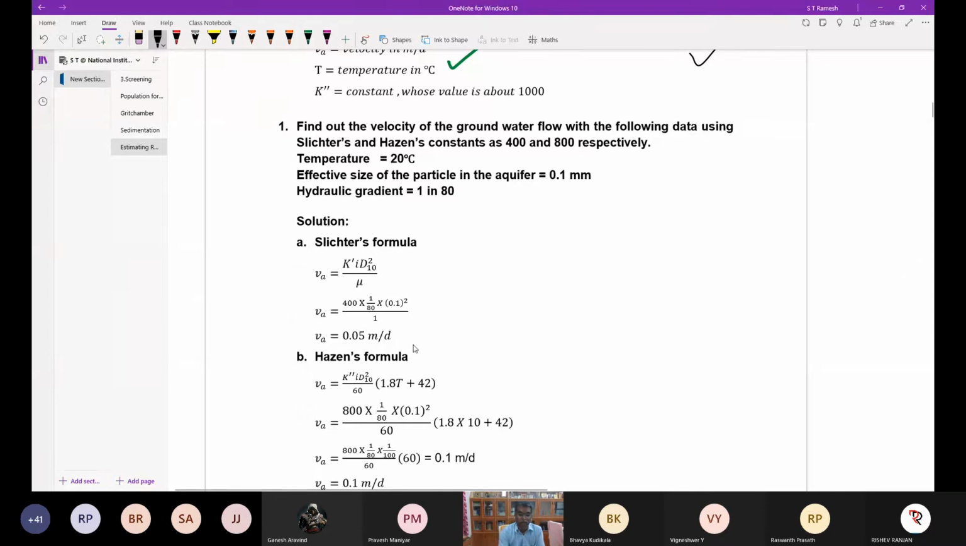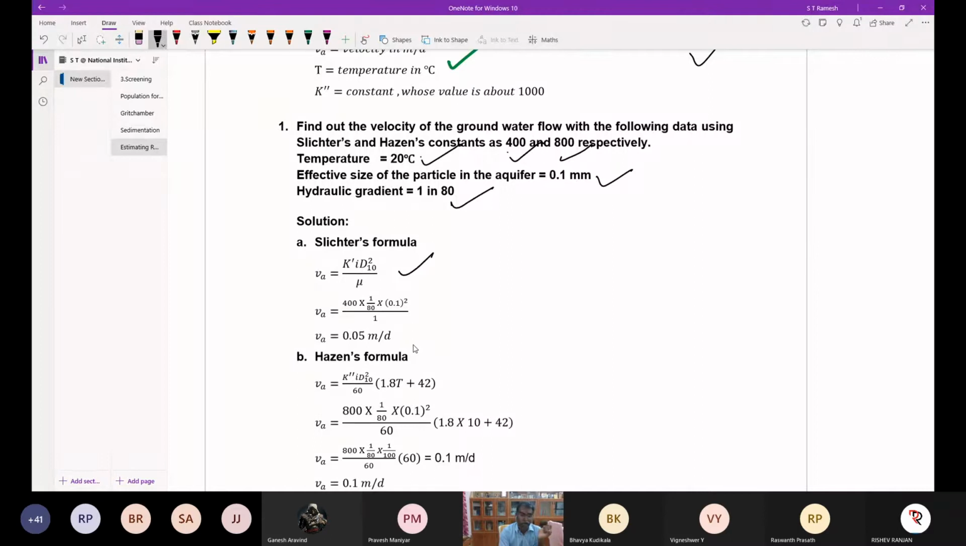Find out the velocity of the groundwater flow with the following data using Schlichter's and Hazen's formula, with constants 400 or 800. If anything is mentioned in the problem, use that value. If nothing is mentioned, for K dash in Schlichter's you can use 400, and for Hazen's you can use 1000. Temperature is mentioned as 20 degrees Celsius, effective size based on the experiments is 0.1 mm, and hydraulic gradient I is 1 in 80.